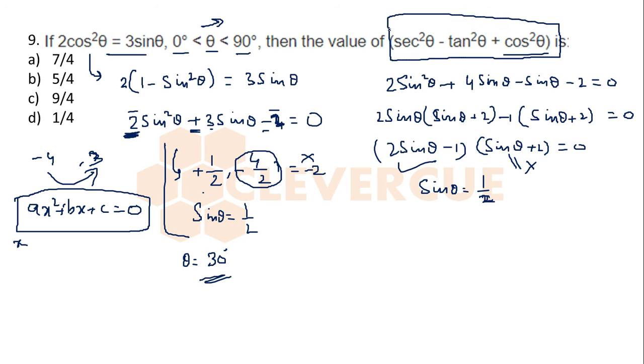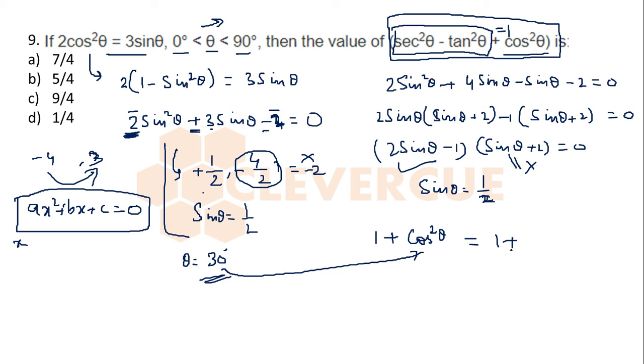Here in this given equation, the expression is sine square theta plus cos square theta plus secant square theta minus tan square theta. But we know that sine square theta plus cos square theta is equal to 1, and secant square theta minus tan square theta is equal to 1. So the equation is reduced to 1 plus cos square theta. Now substitute the value of 30 degrees in this equation. Here you will be getting 1 plus the value of cos theta is root 3 by 2, and root 3 by 2 whole square will be 3 by 4. So 1 plus 3 by 4 will be equal to 7 by 4. Option A is the right answer.